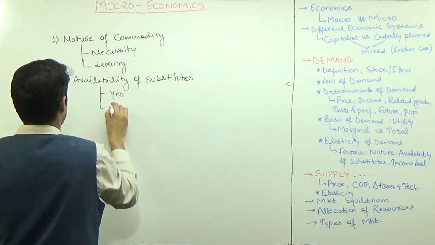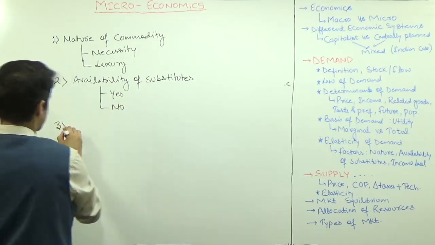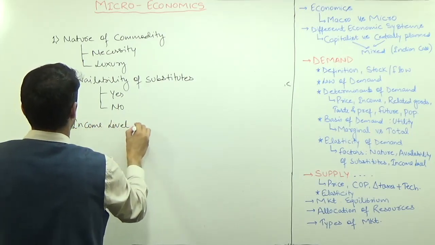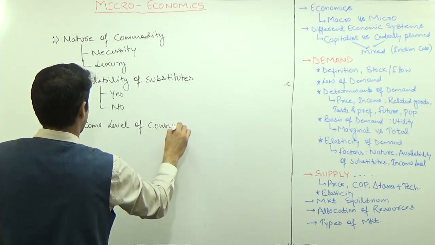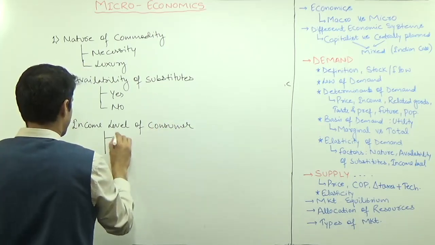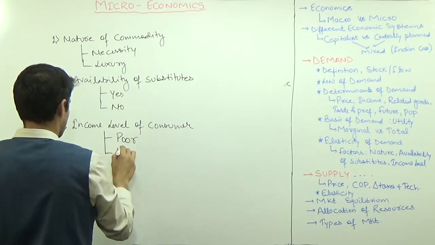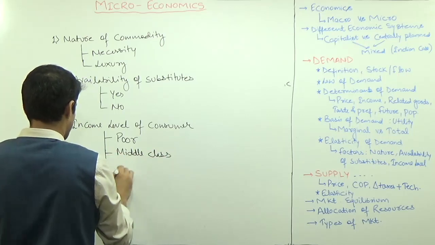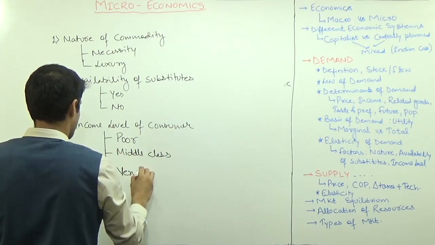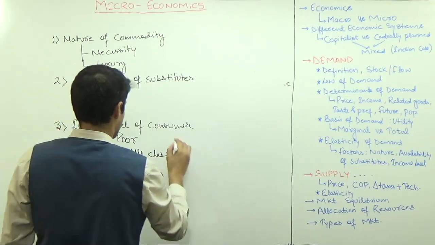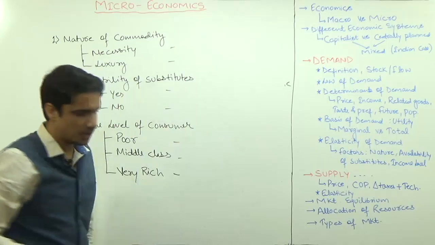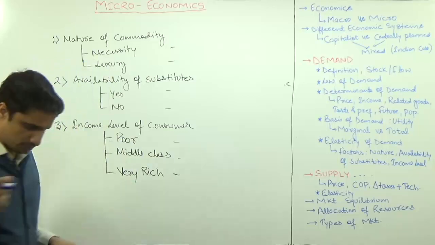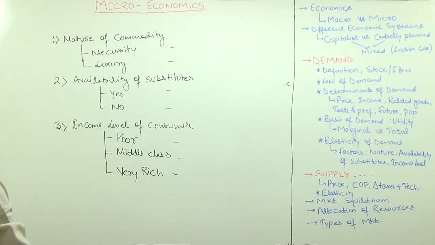Available or not available. And the third one is the income level of consumer. If it is poor, middle class, or the next one is very rich. Tell me which one will be elastic and which one will not be elastic. You have 30 seconds. You can pause the video.